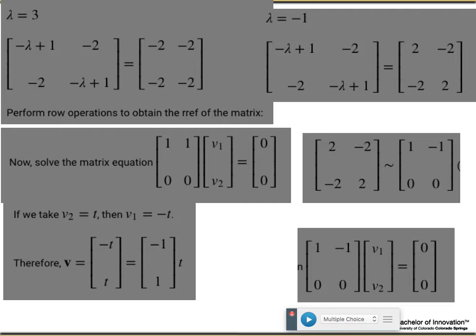If I view this as x1, x2, I can choose anything I want for x2, as long as I solve it such that x1 equals minus x2. As long as that's true, this equation is true. The bottom row doesn't matter what I put in. In the top row, 2 times 1 minus 2 times the other cancels out. So that gives me something that looks like the vector minus 1, 1, times some value t, because I can put any value of t in there I want. That's where I got the t from.